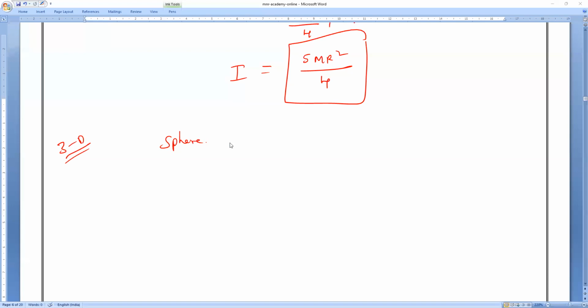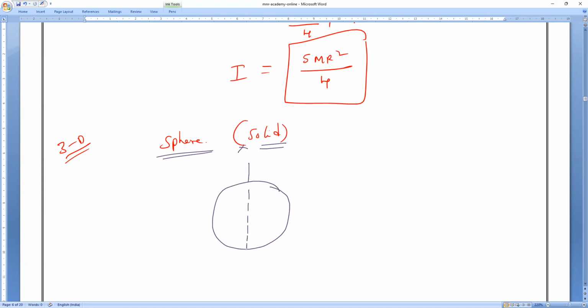Now sphere. It is a solid sphere, not a hollow sphere. We have studied both hollow sphere and solid sphere. So let me take the sphere now, which is passing through the center of mass. Center of mass, can you tell me? Anybody, what is the formula?